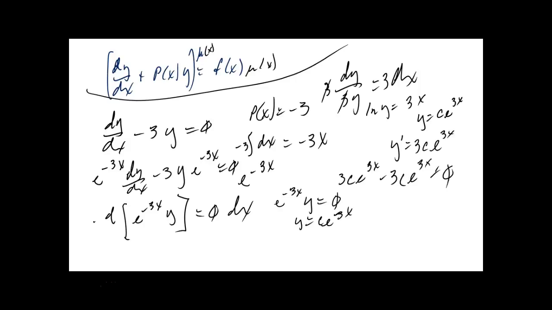Alright, walk me through the part where you took it from the equation to the d of e to the negative 3x y. How did you get to there? From here to here or here to there? The first one. Okay, I noted that this thing here is, by product rule, the derivative of this product. When you take the derivative of this, it's the first times the derivative of the second, plus the second times the derivative of the first.